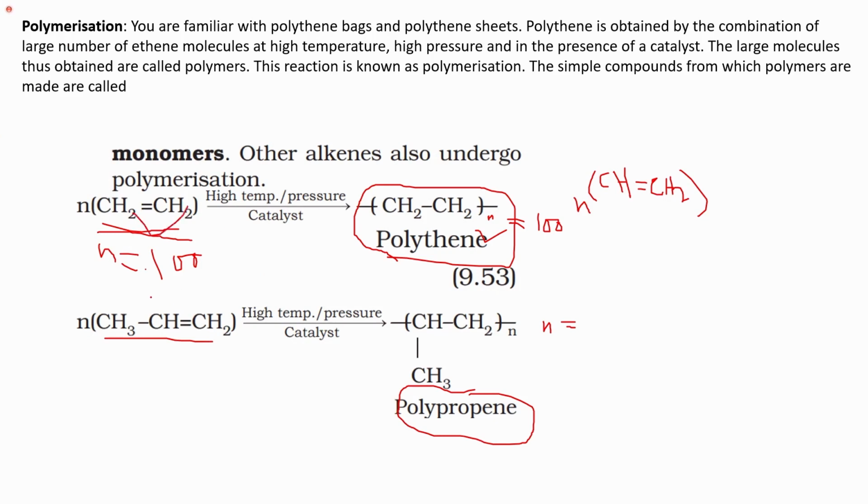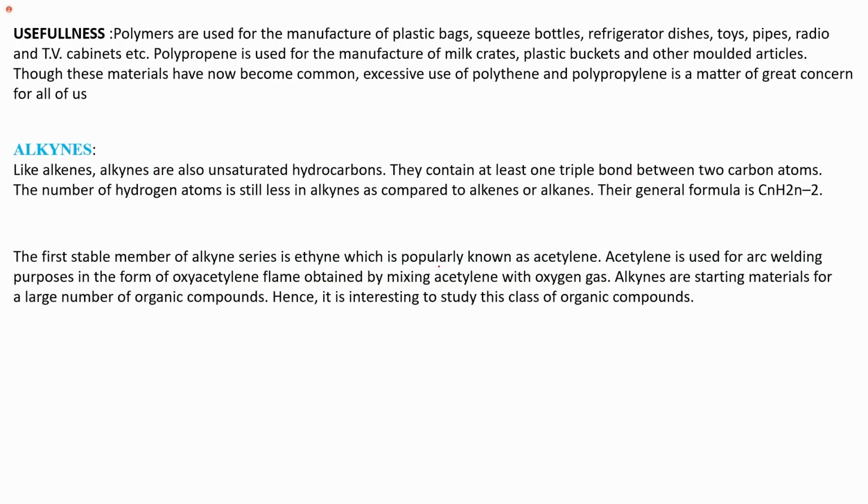So these are all the monomers. From these monomers we are getting the polymers. This process is called polymerization. Now we'll discuss the usefulness of the polymers. Why are polymers so important?